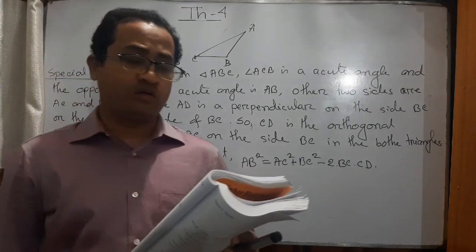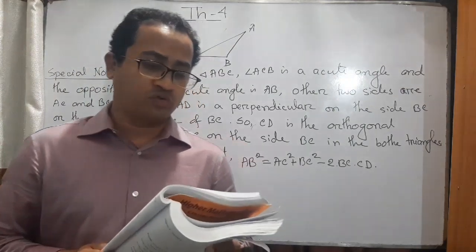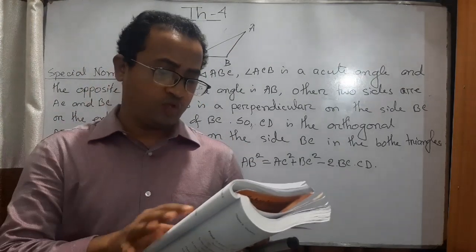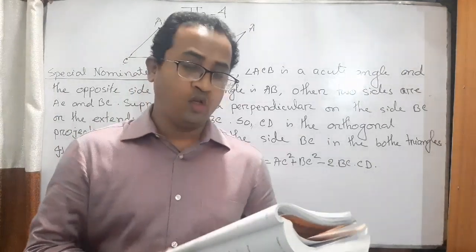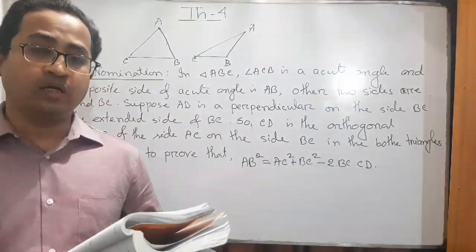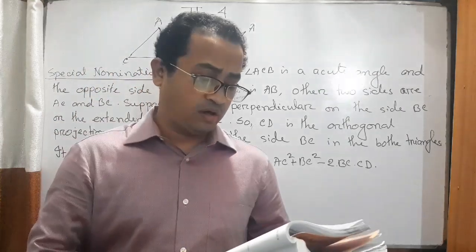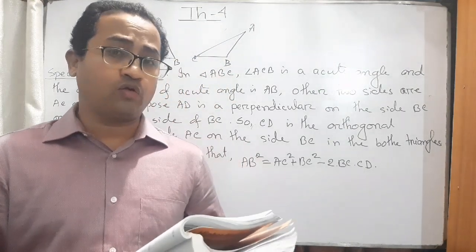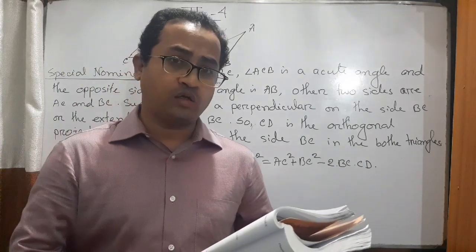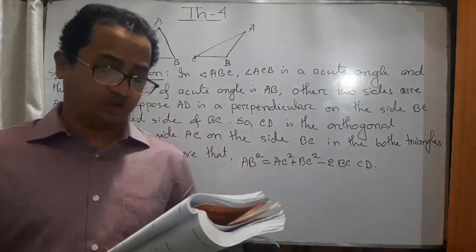Okay, my dear students, turn to page number 72. Go to page number 72. This is theorem number 4. Theorem number 3 was on the obtuse angle, and here we will apply the theorem on the acute angle. Look at the book and read the question.